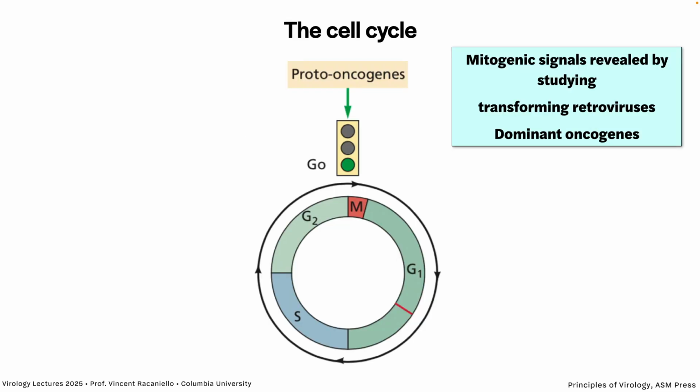All right, so that's the cell cycle again. These proto-oncogenes are involved at telling the cell whether to go into mitosis or not. And we discovered those by studying transforming retroviruses. That we call them dominant oncogenes. You just need one DNA copy in a cell, and that will make the cell continue to divide. So if you put any one of those oncogenes in a cell, it's going to turn the light red, and the cell is going to just keep dividing.